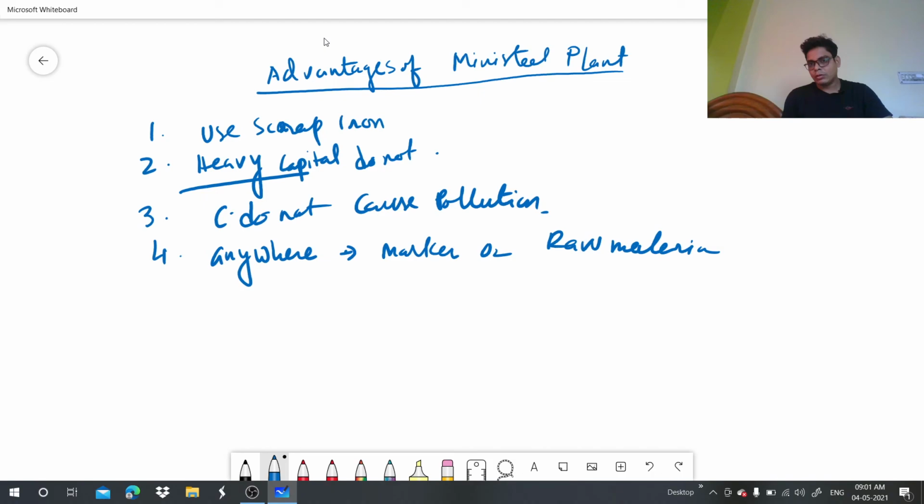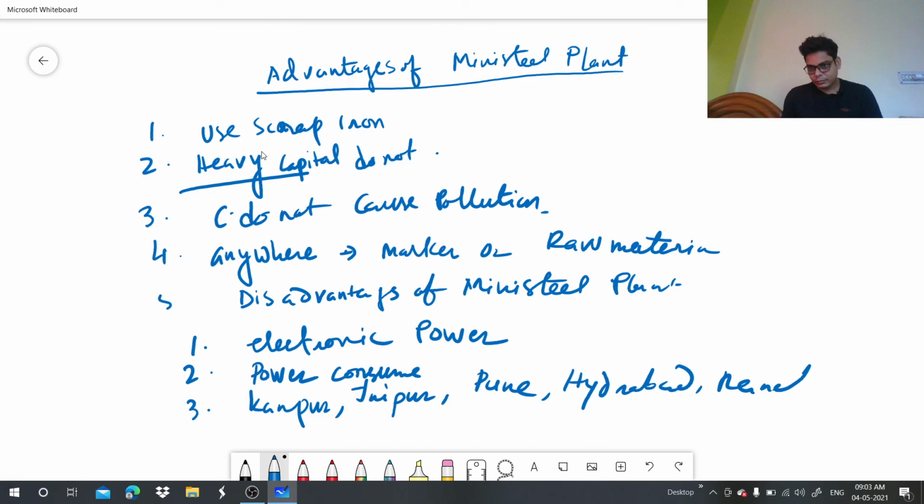Okay. Number 3, mini steel plants are located only in some areas, that is Kanpur, okay, some places of India: Jaipur, then Pune, then Hyderabad, Ranchi, then Delhi. So there you can find this type of industry only. In the rest of India, only some cities have this industry located. In the rest of them there is no location, and you cannot find any such industry over there.